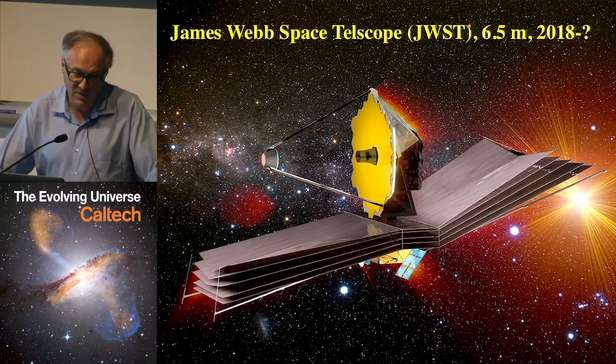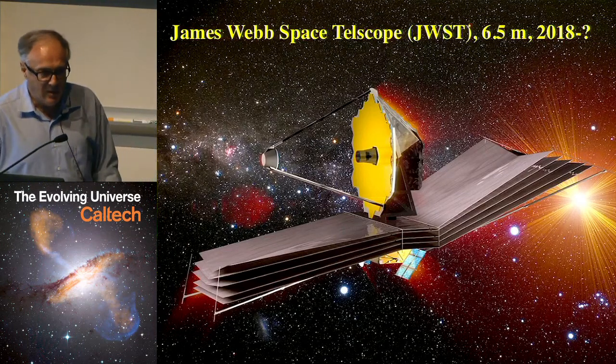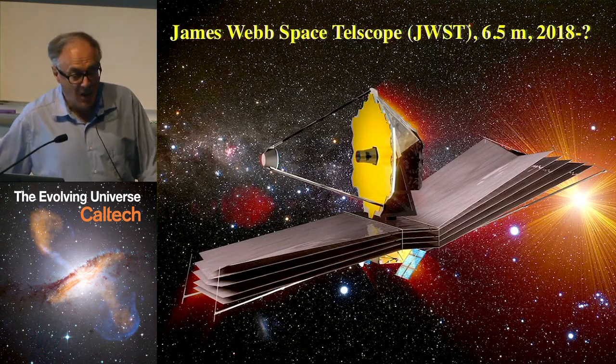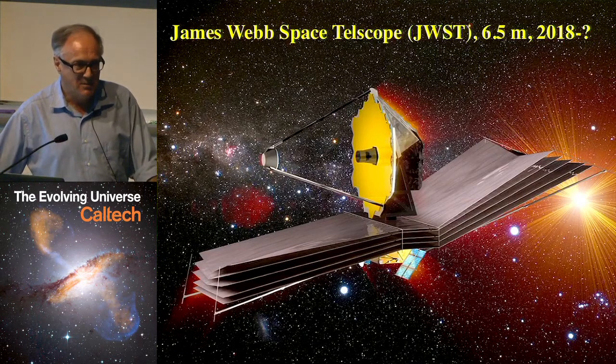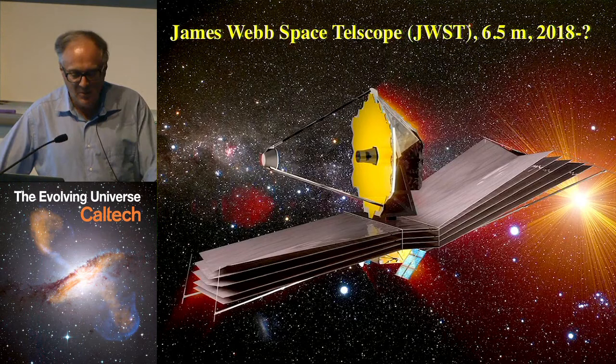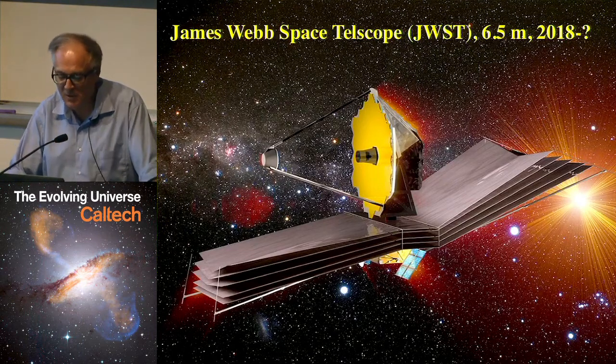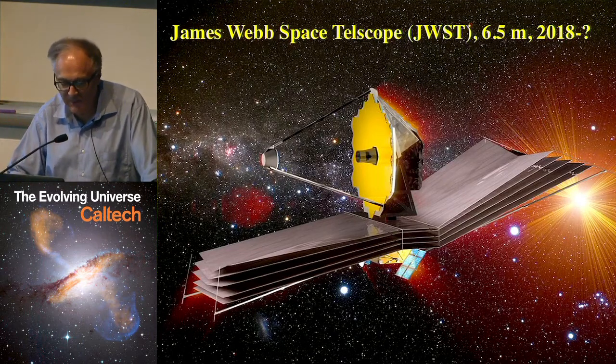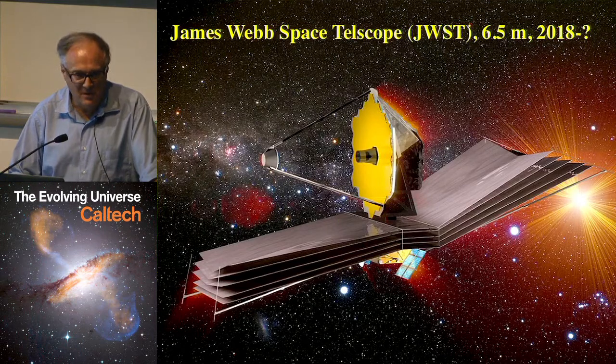Now, the problem with this is that once you send it to Lagrange orbit, there is no fixing it, right? Hubble's been serviced many times very well. It'll be a problem to service something like this. So it's going to have to work perfectly the first time. And it will be optimized for near-infrared.